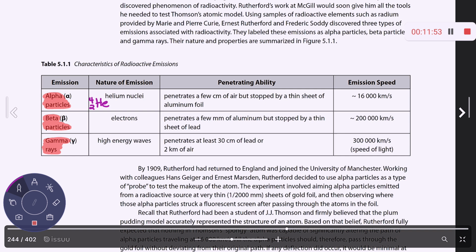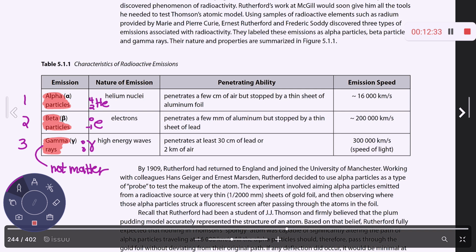Beta particles are high energy electrons. Their symbols are typically written like this. Gamma rays, these are not matter, because matter occupies space and has mass. So alpha particles and beta particles are matter. Gamma rays will just go straight through you, okay? And the symbol for gamma rays typically looks something like this. Now, these different particles and rays have different penetrating abilities and ionizing abilities. Alpha particles you could stop with a thin sheet of aluminum foil. Beta particles you can stop with a thin sheet of lead. Gamma rays, you're going to need some concrete, okay?